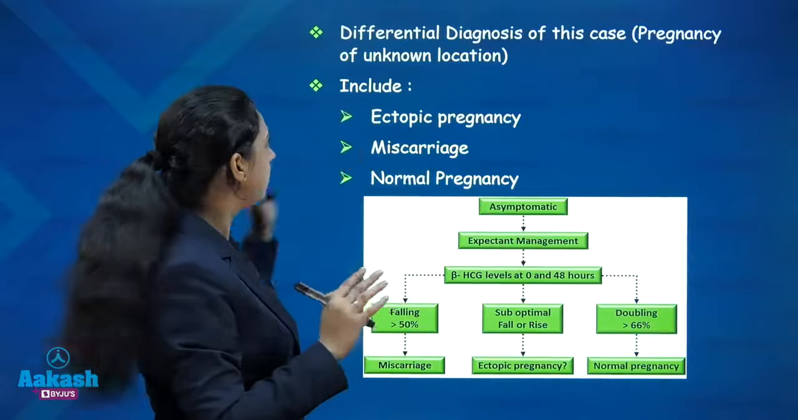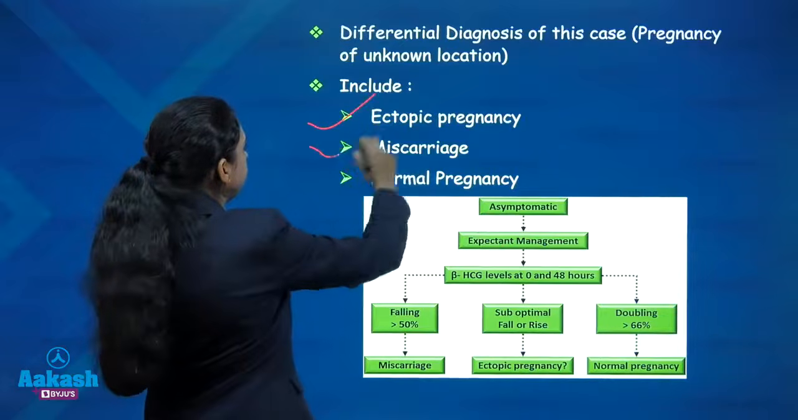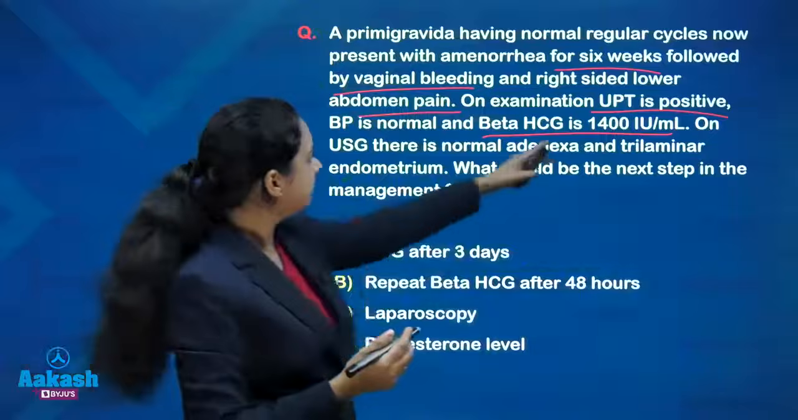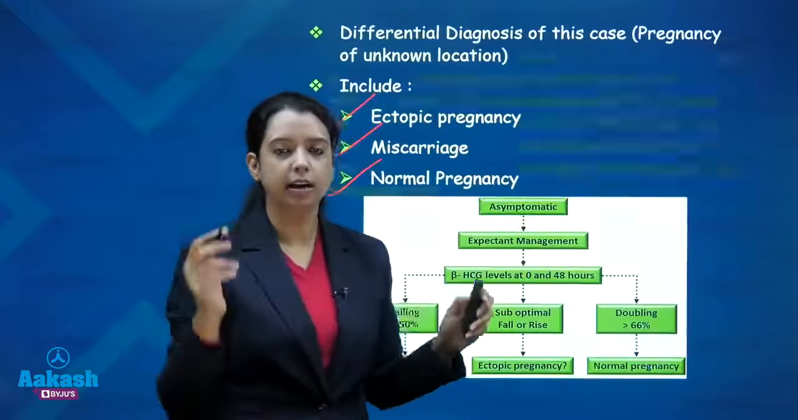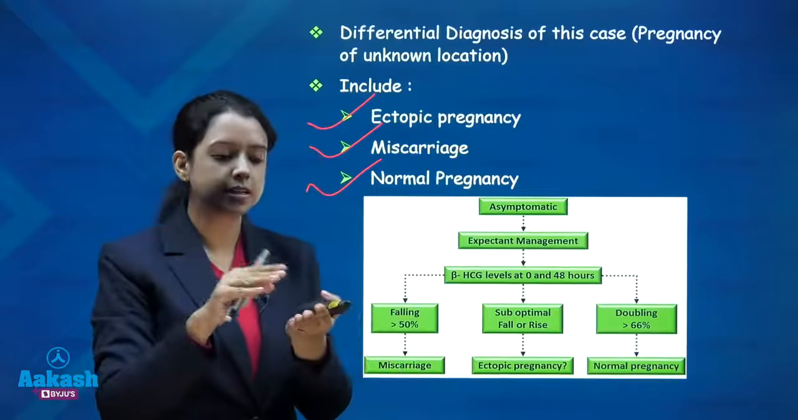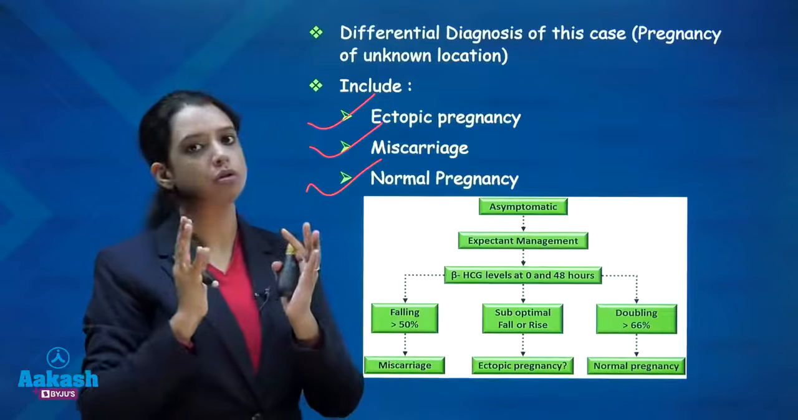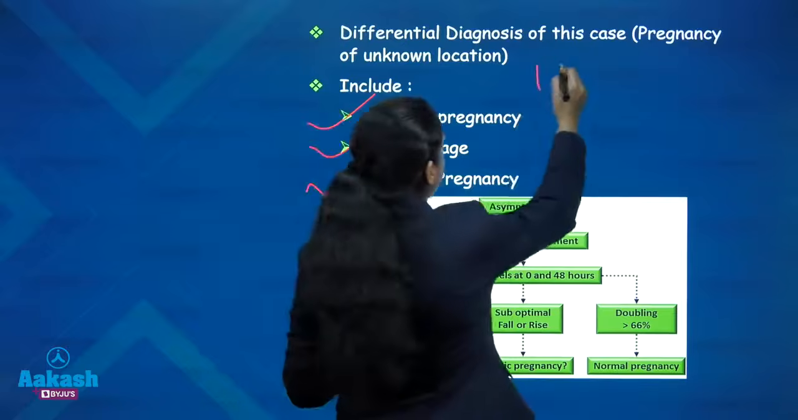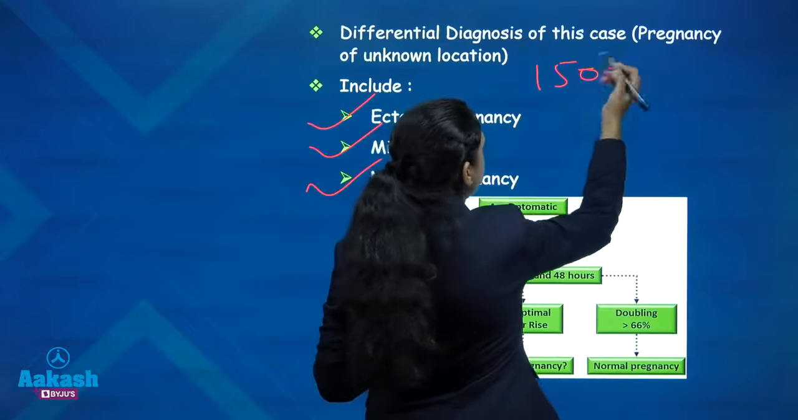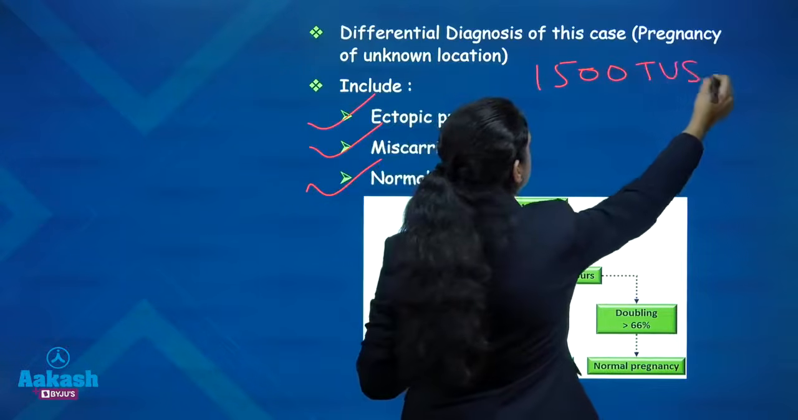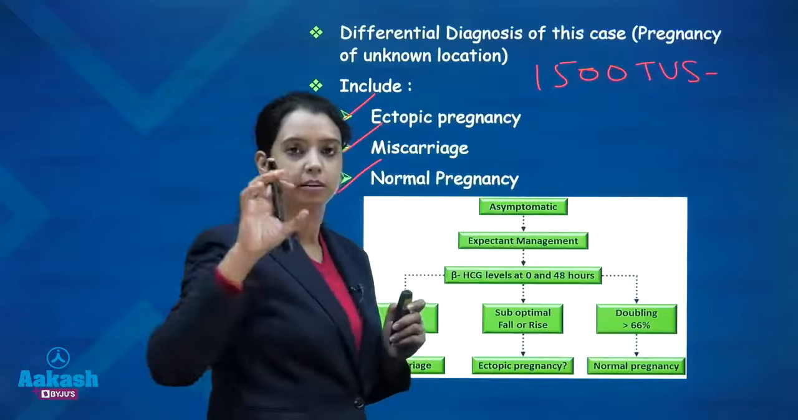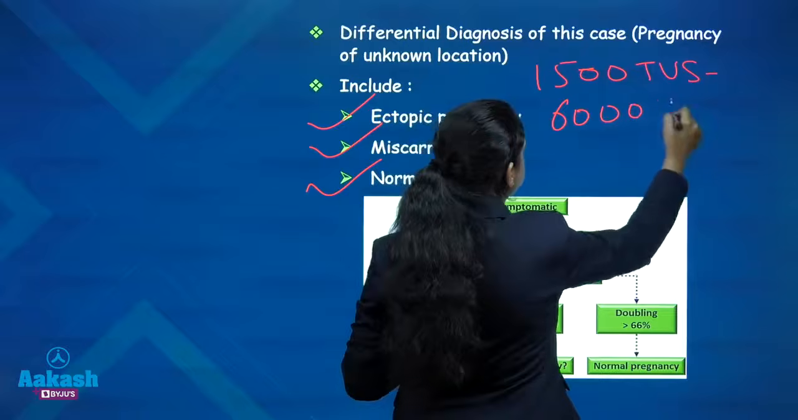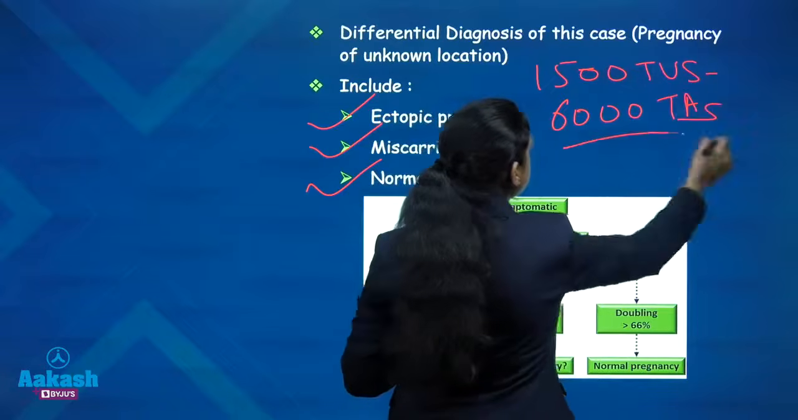Okay, we have 3 conditions. It could be ectopic, it could be miscarriage, it could be normal. What will you do? The beta HCG is below the threshold. So what is the threshold for beta HCG? The beta HCG at which the uterus should show the pregnancy is that threshold. That is 1500 for TVS. Okay. If your beta HCG is 1500 and above, the TVS should show the pregnancy, the GSAC, and it is 6000 for transabdominal, right? But our beta HCG is also less.